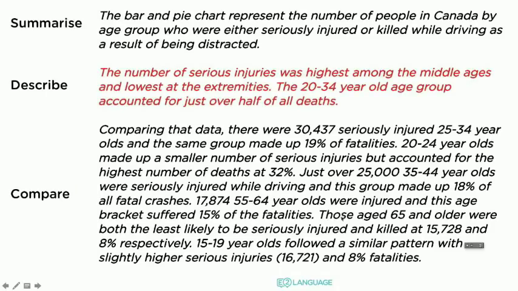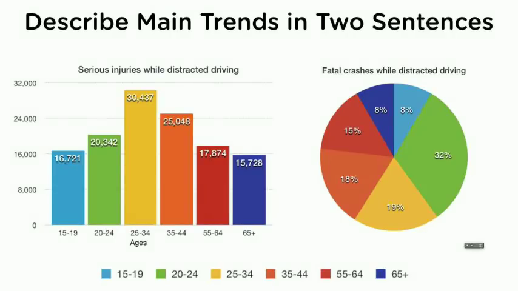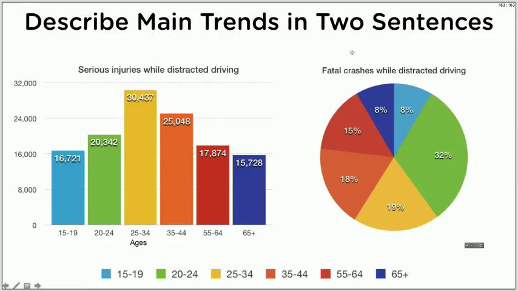So again, I'm going to read you mine. This is the bar chart. The number of serious injuries was highest among the middle ages and lowest at the extremities. The 20 to 34-year-old age group accounted for just over half of all deaths. So please go ahead, in one sentence, describe the key features of this pie chart here.